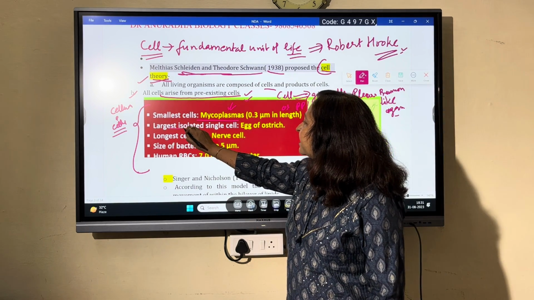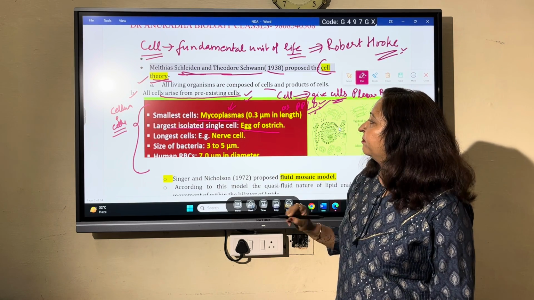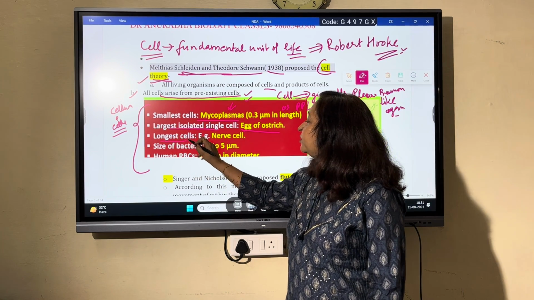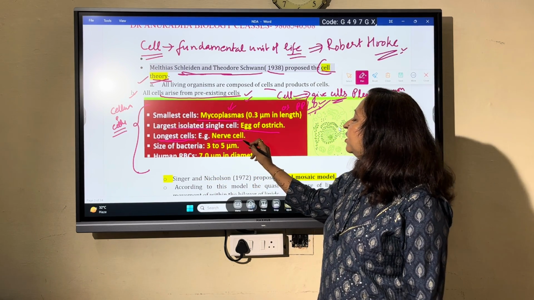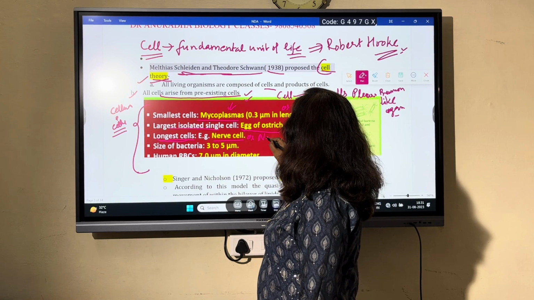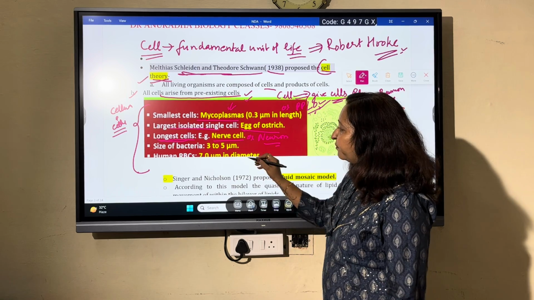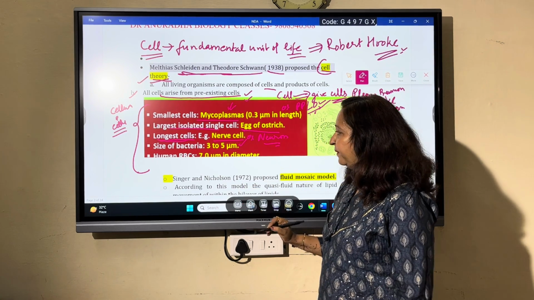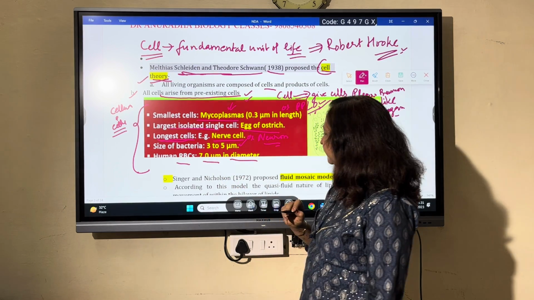Now what is the largest single cell? The largest single cell is the ostrich egg. You should also know the longest cell. The longest cell is the nerve cell, also known as neuron. The size of bacteria is 3 to 5 micrometer. Human RBC is 7 micrometer in diameter.